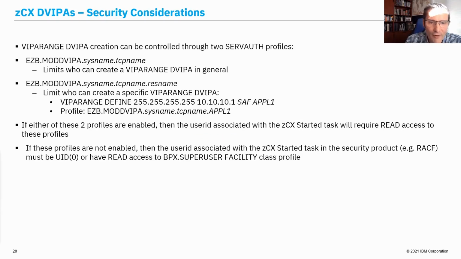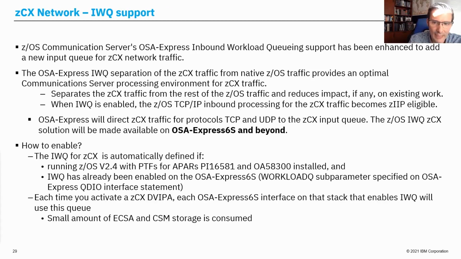And again, if you have SAF profiles that are protecting a particular dVIPA, you're going to need to make sure that the zCX started task has authority to read those profiles so that it can actually have access to the dVIPA there. So again, you're going to need to make sure that you enable zCX to use those dVIPAs if you already have security in place. And again, we talked about IWQ already. I won't talk about that more. Here are some of the requirements for your own understanding.